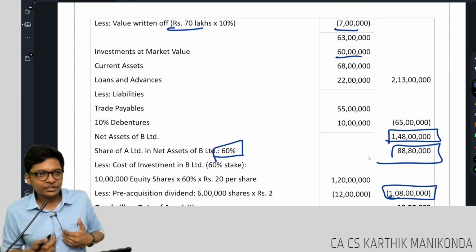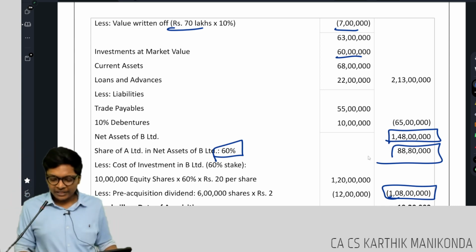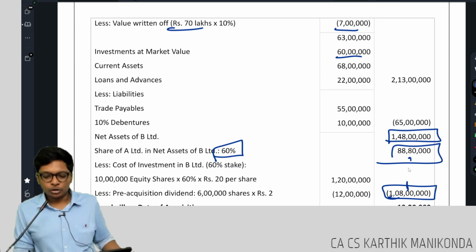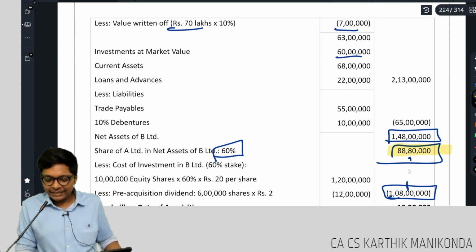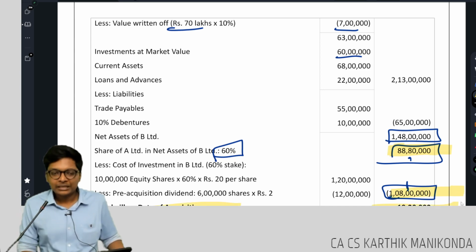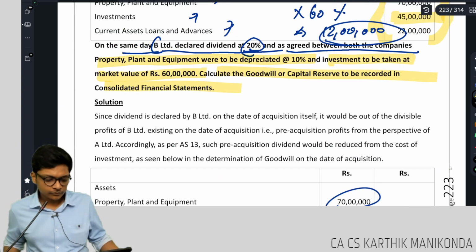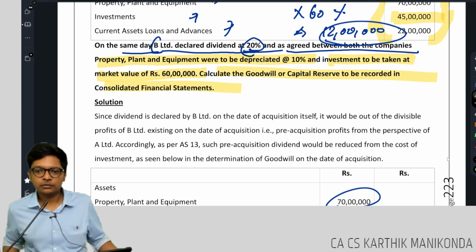I am not doing computation, we have done this enough number of times. You compare these both, you have only paid an additional amount. To acquire 88 lakh 80, you are paying 1 crore 8 lakhs. So, my goodwill will be 19 lakh 20. Are you following, guys? Everybody understanding?